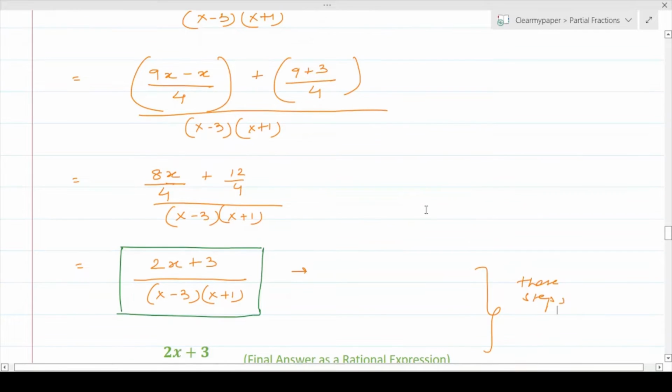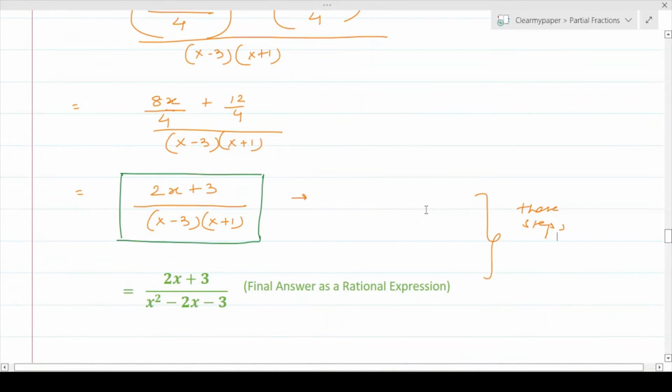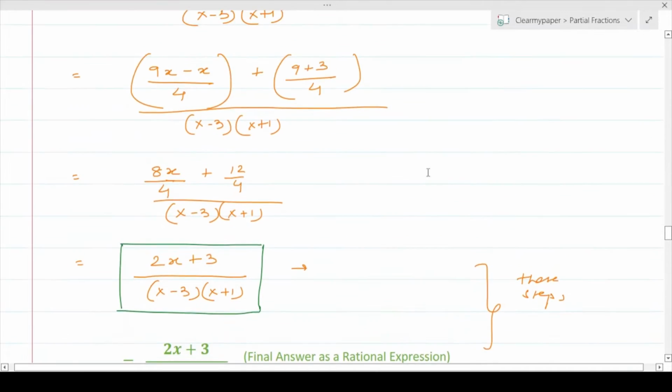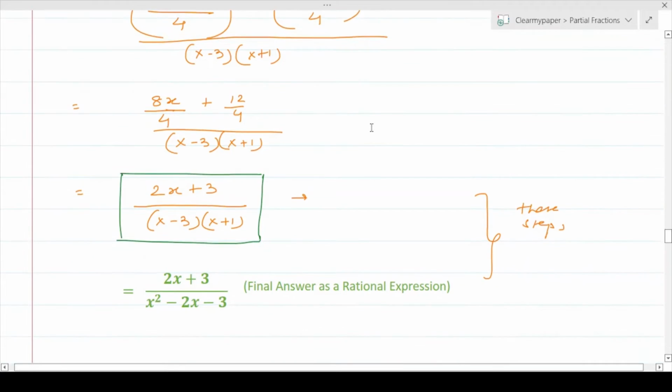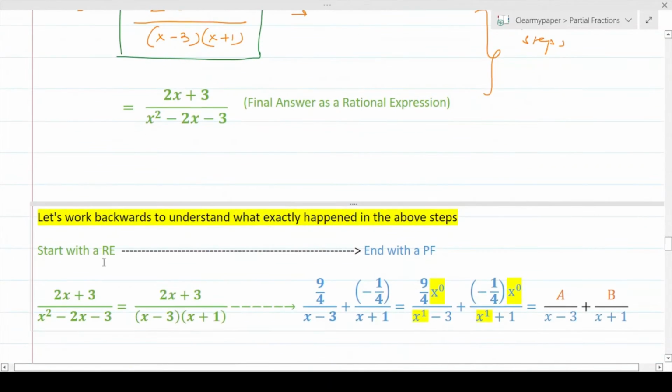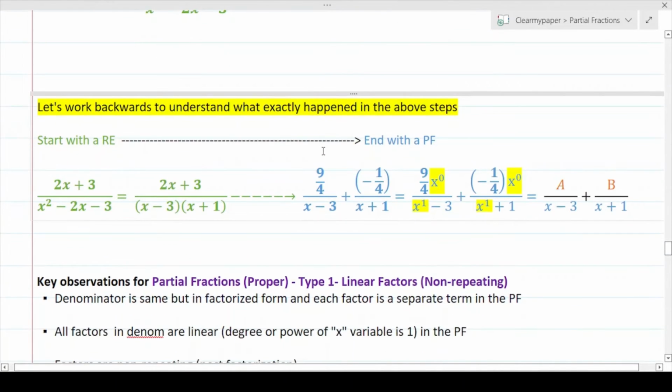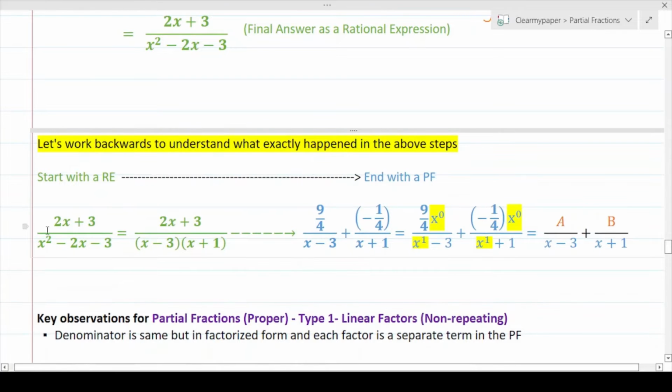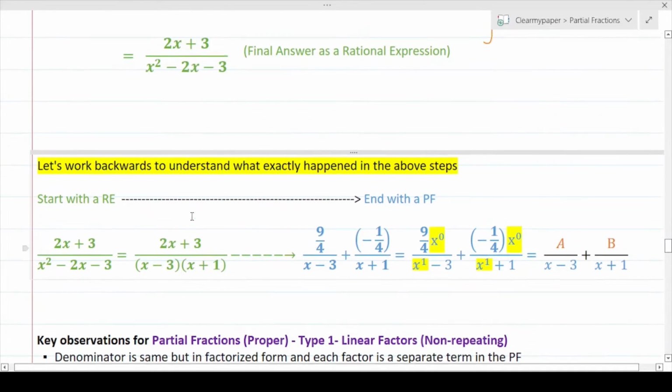Okay, now let's put down some key observations of what has happened in this particular problem solving so far. What I'm going to do is work backwards. What does that mean? We're going to work from this point all the way to the partial fraction and see what's happening in between those two steps. For simplicity, I've copied this. So we are going to start with the rational expression. We are going to work backwards.